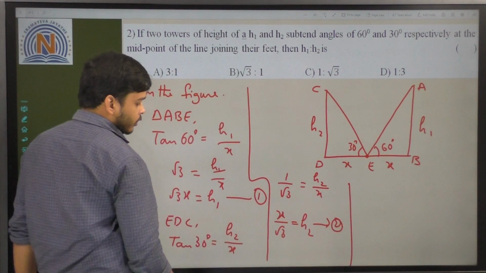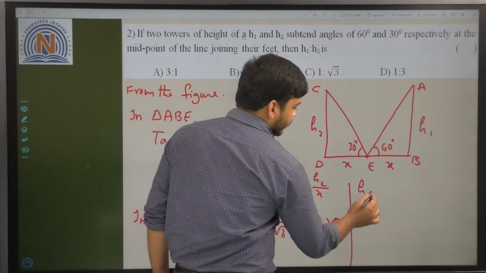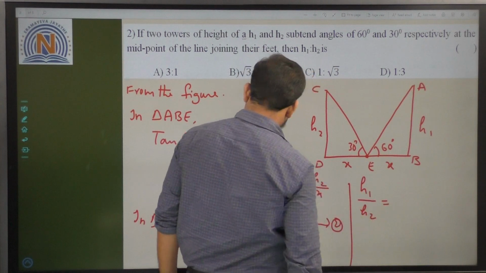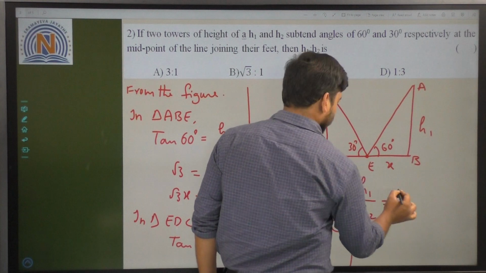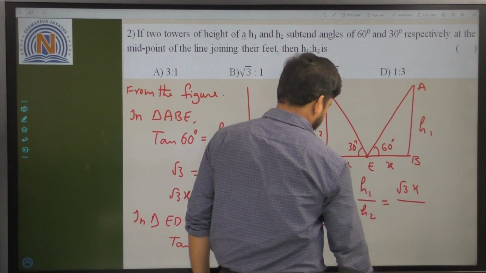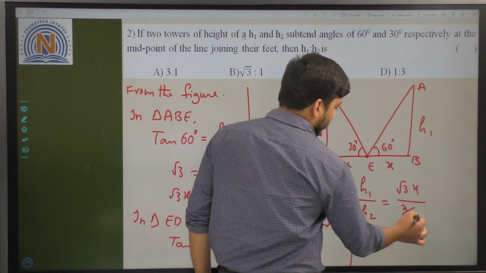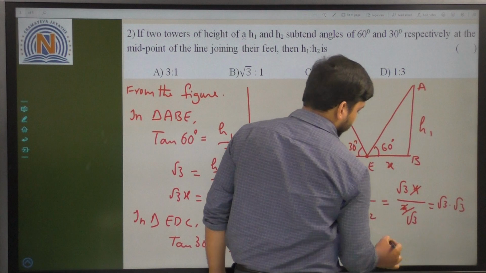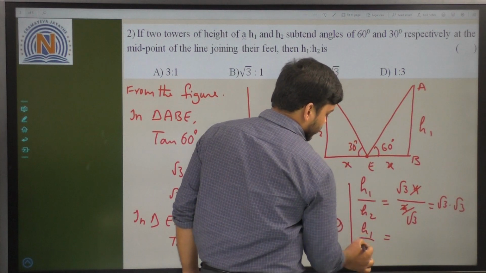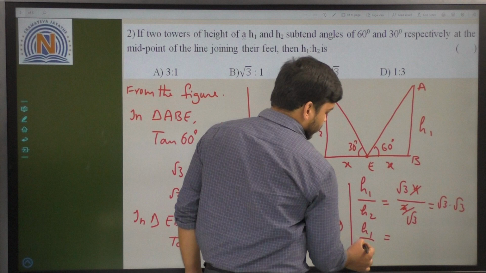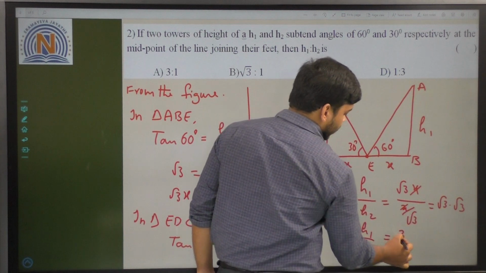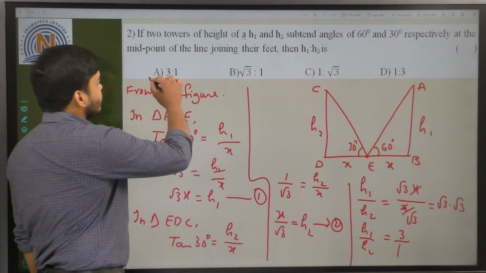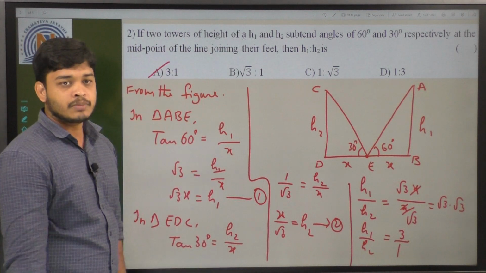From equations 1 and 2, we need H1 by H2. So H1 by H2 is equal to root 3 into X divided by X by root 3. Here X gets cancelled and root 3 into root 3 is 3. So 3 by 1. So H1 is to H2 is equal to 3 is to 1. Option A. Coming to the next problem.